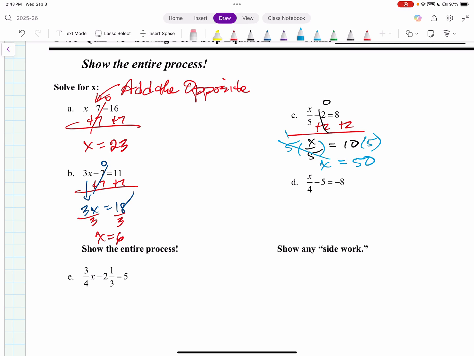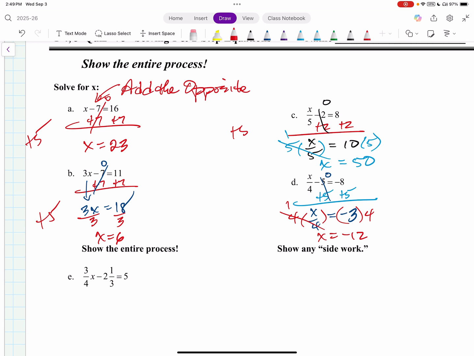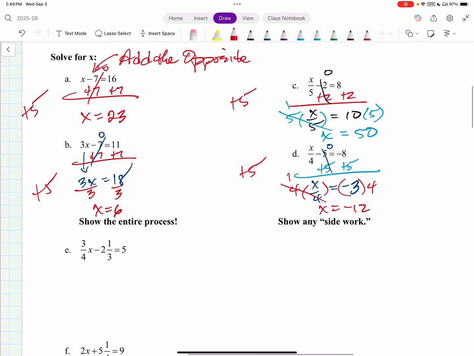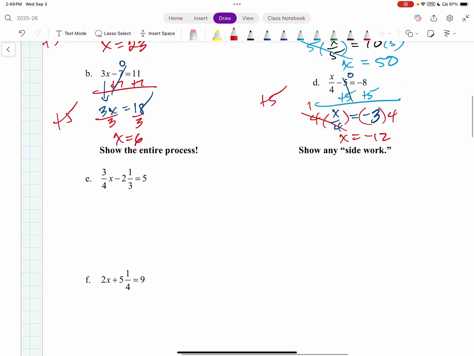The next one, you want to add the opposite. What do we get? We have x divided by 4 on the left-hand side. Negative 5 plus 5 is 0. Negative 5 plus 8 is negative 3. Then the inverse of dividing by 4 is multiplying by 4. Then we have x is equal to negative 12. These are all 5 points on the quiz, just so you know, because you're going to see plus something, and you're going to get a grade out of 5 because each problem is worth a total of 5 points. Then I use a straight percentage from there.